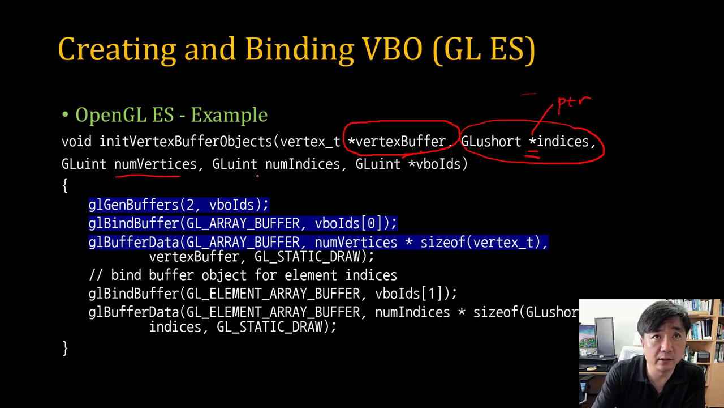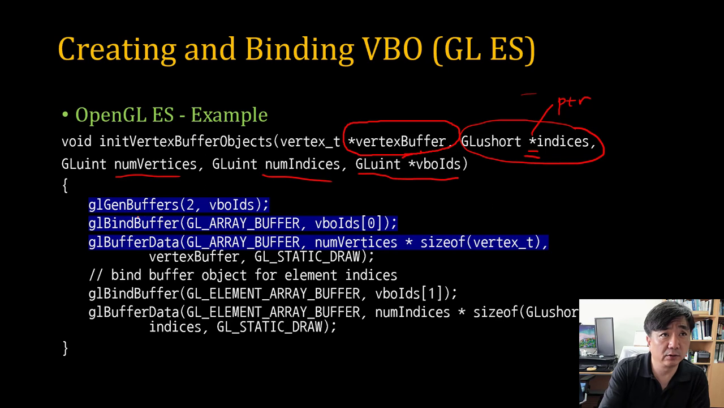The number of vertices and the number of indices are sent as parameters. And then there is an unsigned integer pointer, the VBO ID. It will be used as the vertex buffer object identifier.